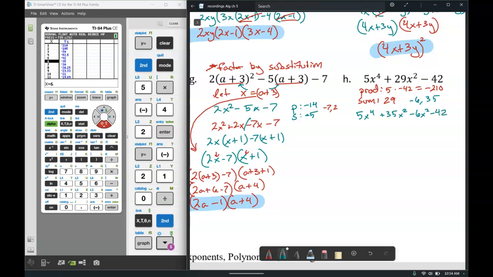Now we can factor by grouping, but instead of our GCF being just x, now it's 5x squared. That leaves us with x squared plus 7. And then here our GCF is negative 6, leaving us with x squared plus 7. We have a matching binomial, x squared plus 7, and we're left with 5x squared minus 6 with our factored binomials.